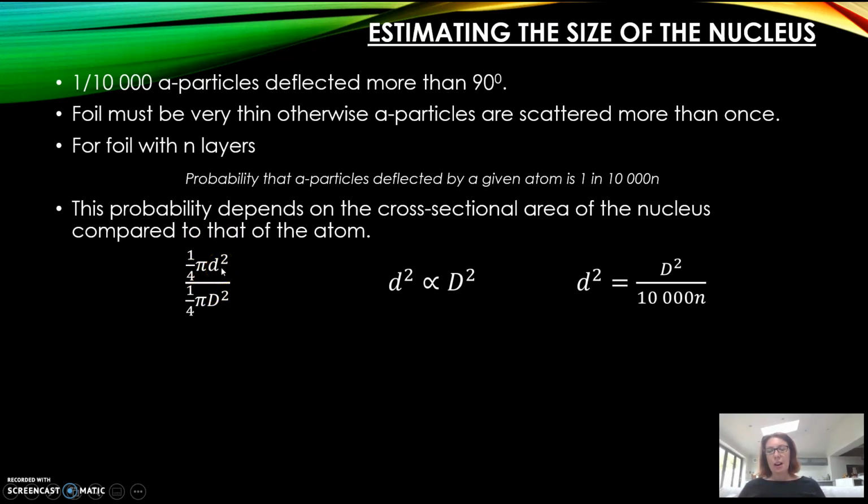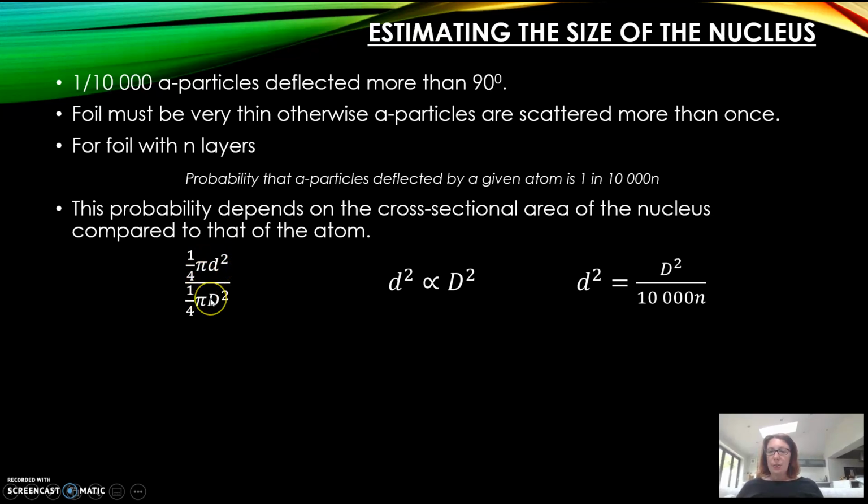So cross-sectional area is pi r squared or quarter pi d squared. That is the cross-sectional area of the nucleus, little d for nucleus. That is then divided by the cross-sectional area of the whole atom. So what you're getting here is a ratio of the area of the nucleus compared to the atom. Big D atom, diameter of the atom, little d diameter of the nucleus.